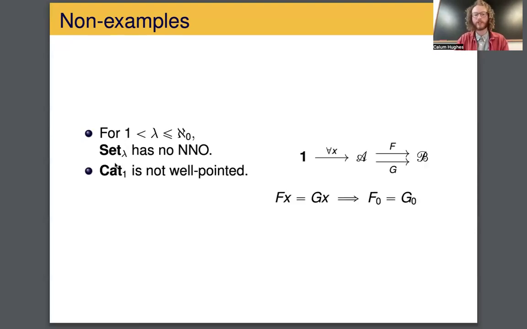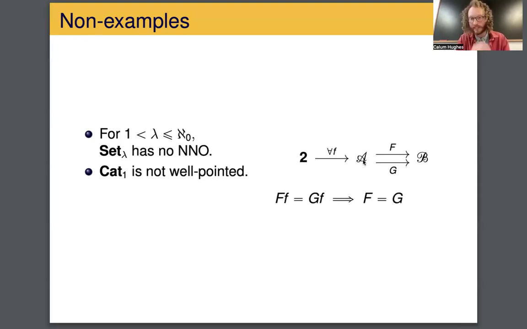The category of small categories is not well pointed. So if we have two small categories and two functors between these things, if they agree on all maps from 1 to A, then the only thing we can conclude is that they are equal on objects. We can't conclude anything about equality on morphisms. This is because maps from one into a category, by Yoneda, are just objects of the category.